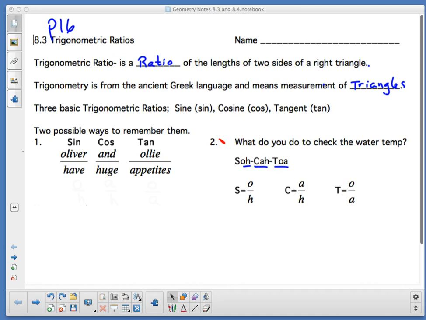Now, trig ratios. A trig ratio is a ratio of the length of two sides of a right triangle. Trigonometry is from the ancient Greek language and means measurement of triangles. There are 3 basic trigonometric ratios. Sine, pronounced sine. I know on your calculator it looks like S-I-N, but there's nothing biblical about it. Okay, cosine, cos, and tangent, tan. These are on your calculator in that order.